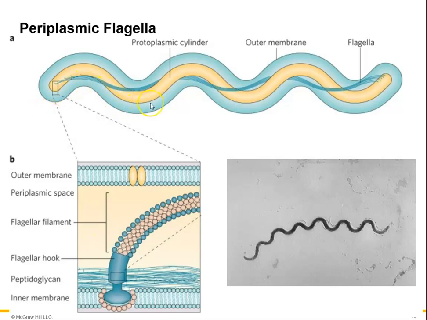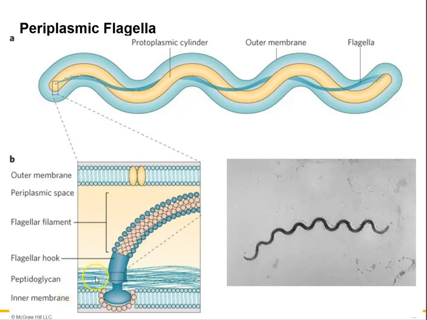All right, so here we have a spirochete. And you can see there's these internal flagella running along the length of the spirochete. And where exactly these flagella are located, you have to zoom in a little bit. And you can see here is the cell membrane.